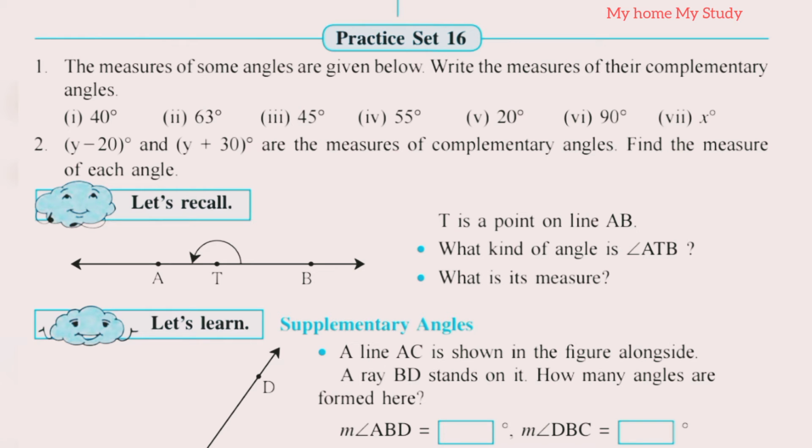Question 2, y minus 20 degree and y plus 30 degree are the measure of complementary angles. Find the measure of each angle.